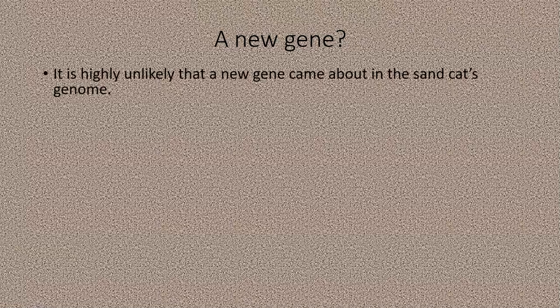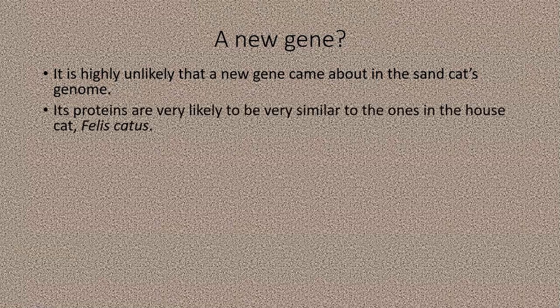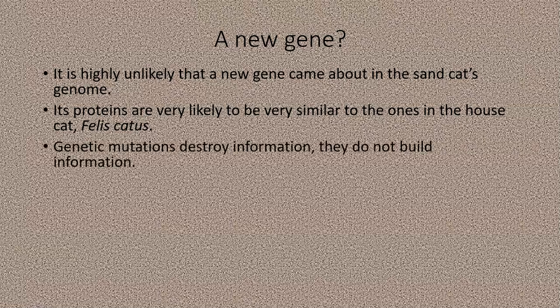And so the first theory, did the sandcat get a new gene by which it can develop fur on its paws? Well, it's highly unlikely that a new gene came about just by random chance in the sandcat's genome. Its proteins are very likely to be very similar to the ones in the house cat, Felis catus, and we know that genetic mutations destroy information, they do not build information. And so as we go on in time, it might be that the sandcat has actually lost genetic information compared to its relative species.